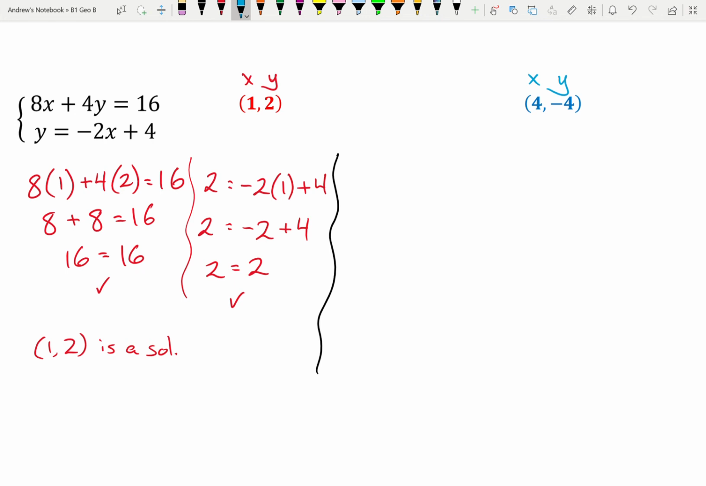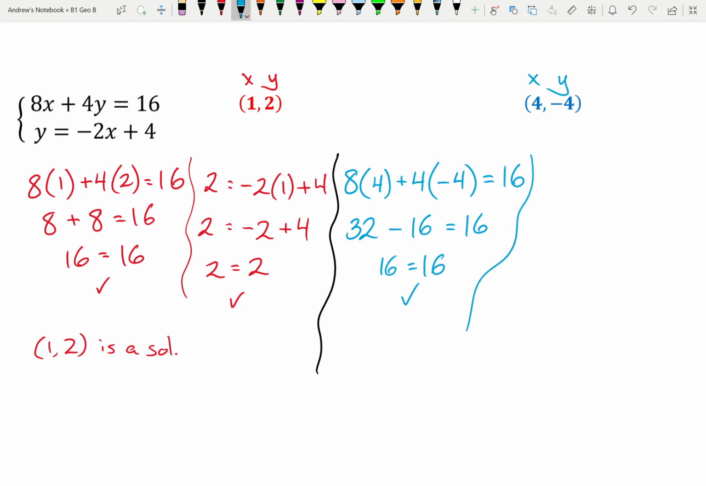On that first one, it's 8 times the x. The x was positive 4. Plus 4 times the y, which was negative 4. Then equals 16. You can see that these parentheses are pretty important, because this is not 84 plus 4 minus 4. That's all multiplication going on there. So 8 times 4 is 32. 4 times negative 4 is actually negative 16, so we're going to replace that with a minus 16. 32 minus 16 is 16. Cool, works out.